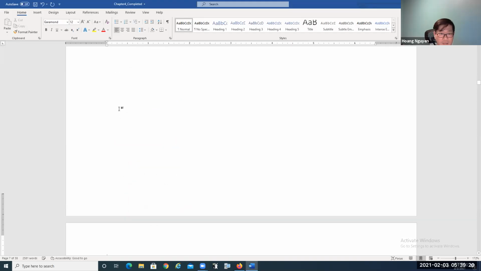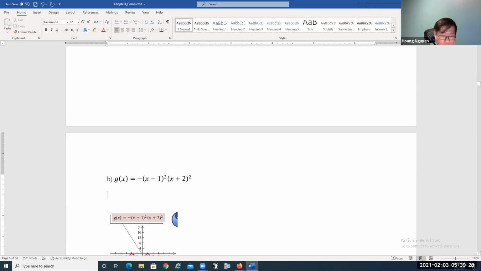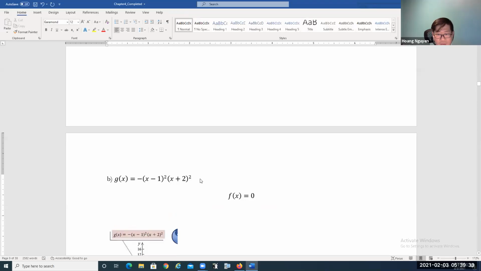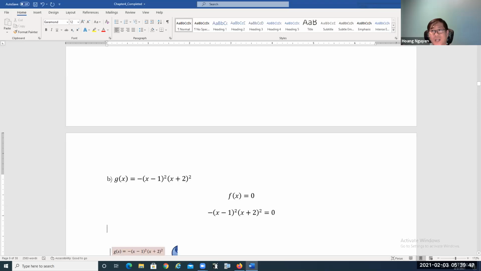Now let's take a look at part B over here. We're going to try it together. Same kind of question: we need to find the zeros of this polynomial function. Finding the zeros means you set the function equal to 0. The function we are given is negative (x minus 1) to the power 2 times (x plus 2) to the power 2 equals 0. It's similar to the last practice question, the last example. We're going to use the zero product property.